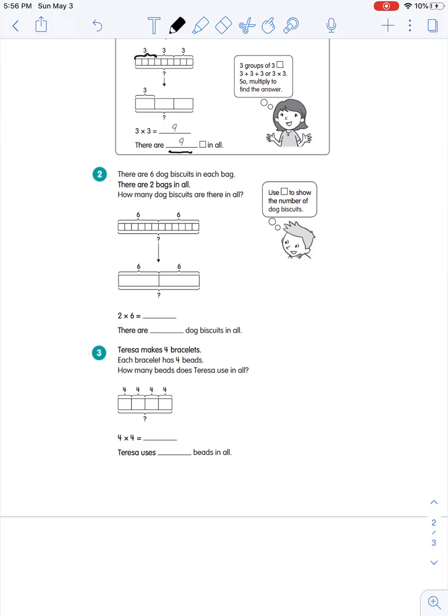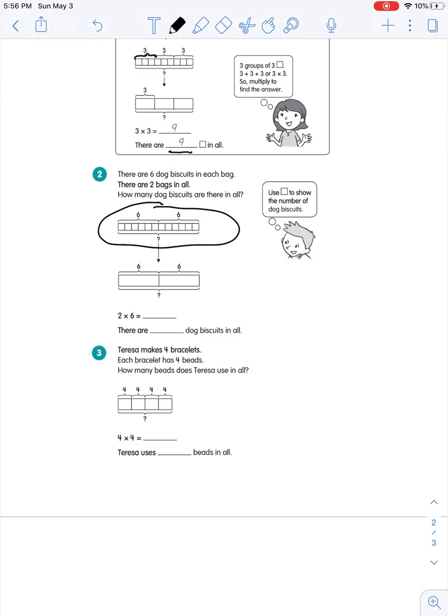Let's look at number 2. It says there are 6 dog biscuits in each bag. There are 2 bags in all. How many dog biscuits are there in all? It says, use squares to show the number of dog biscuits. So they did all of the dog biscuits over here, right? If I counted all of these little squares up, I would get my answer.